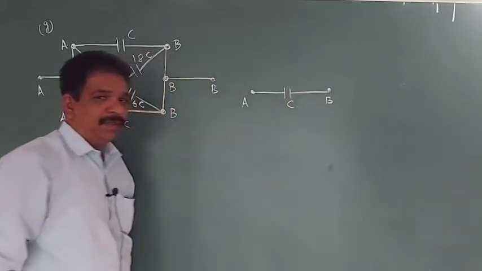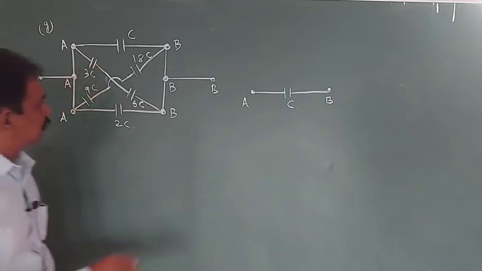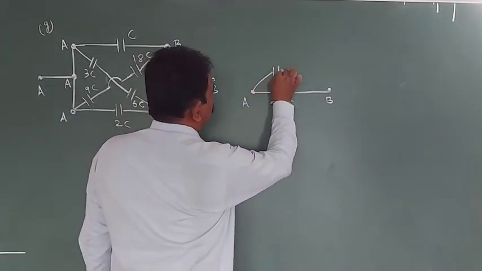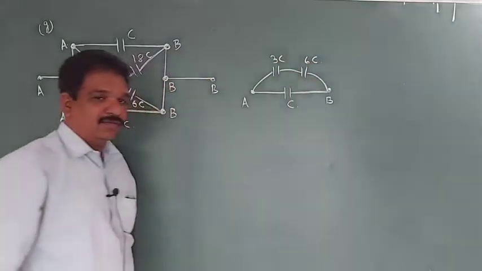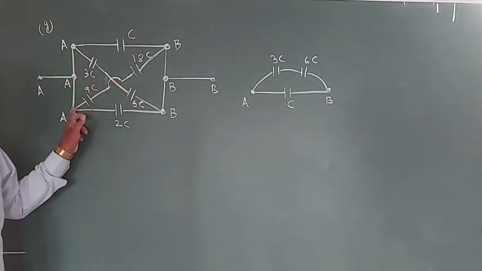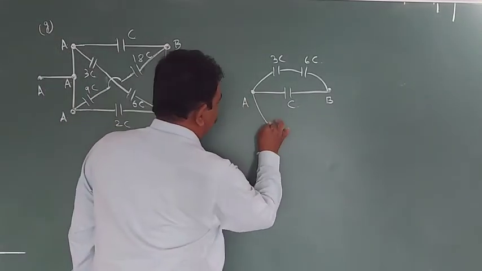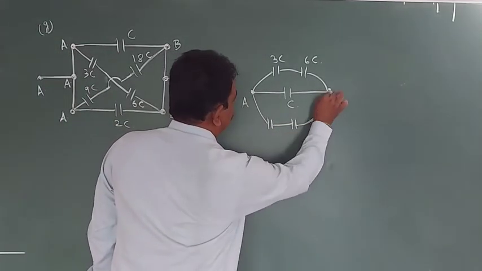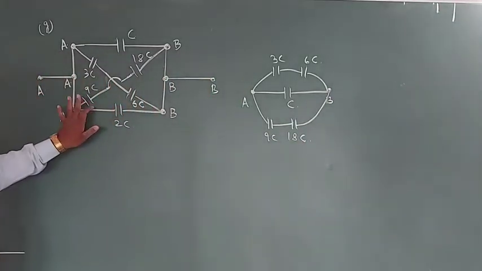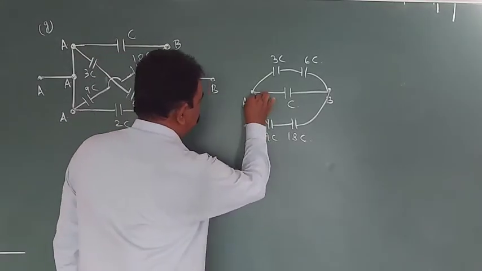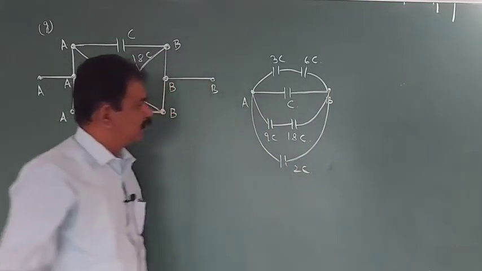This value will be C. Next, between A and B these two capacitors are there, 3C and 6C. These two are also there between A and B, 9C and 18C. This capacitor is there. One more, this value will be 2C.